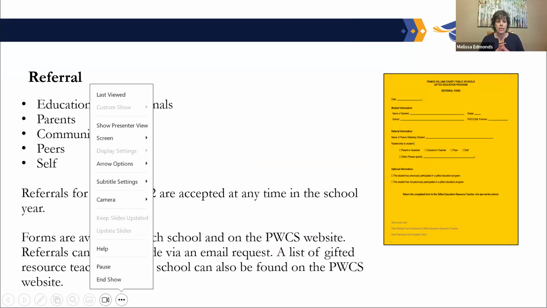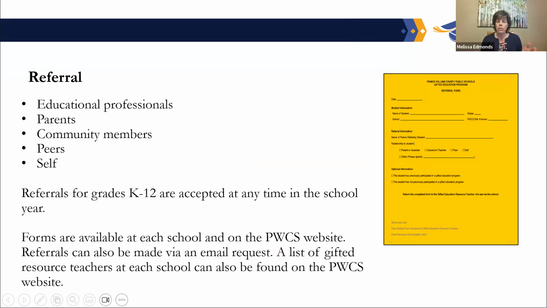Referrals are accepted at any time during the school year, and they can be made in several ways. Every school has a form that you can simply fill out with your name and the child's name to request that evaluation. You can also email the gifted resource teacher at your child's school, and every resource teacher's name is listed on the Prince William County Schools website. If you don't know who that person is, their contact information is easy to find.